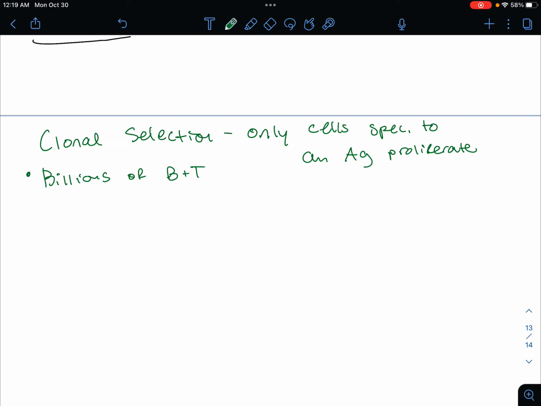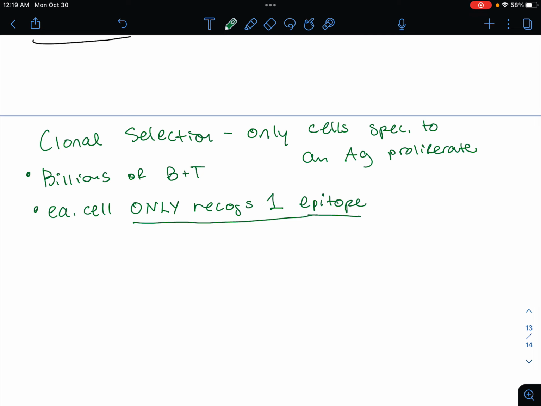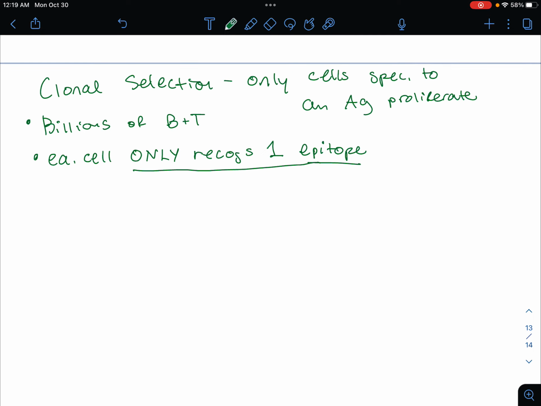However, each cell only recognizes one epitope. So therefore, lymphocytes residing in the secondary lymphoid organs wait for their antigen. And then in most cases, the B and T cells need confirmation from other types of cells.